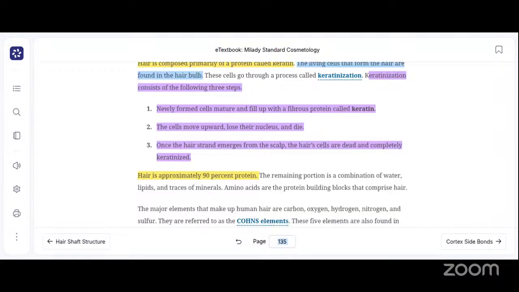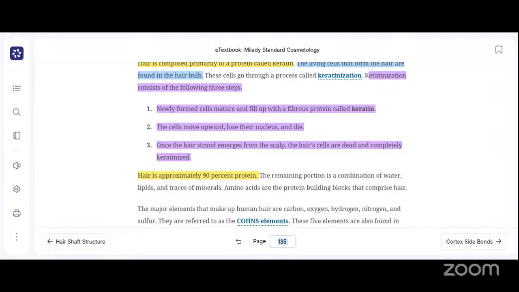All right. So a person could have a million different treatments, but at the end of the day, if hair is 90% protein, you will need to replace the protein that's missing. You will need to replace that. And we do that with protein treatments, whether it's masks, shampoos, or blowout treatments. We replace the protein.